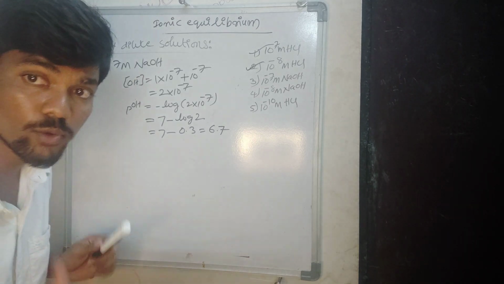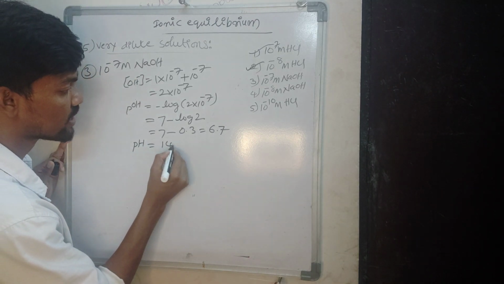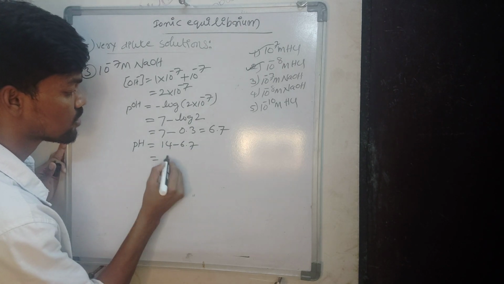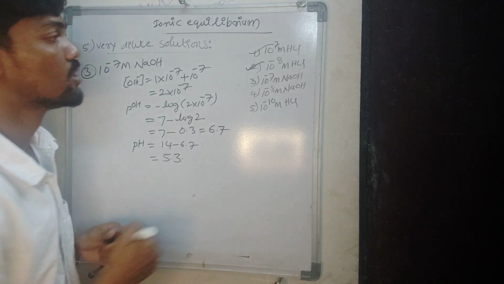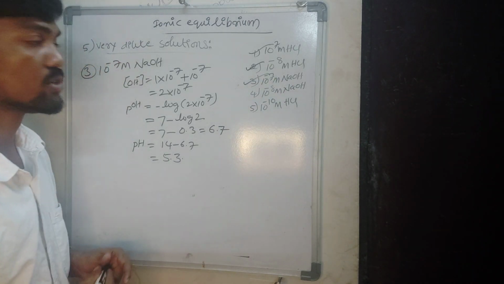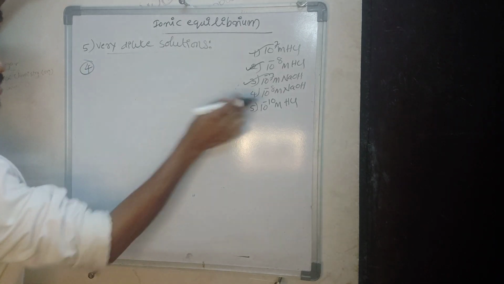We have to find the pH value. So what is the formula? pH is 14 minus 6.7. How much? 5.3 is the correct option. Yes, sir, so it is over. Next one is the fourth one.